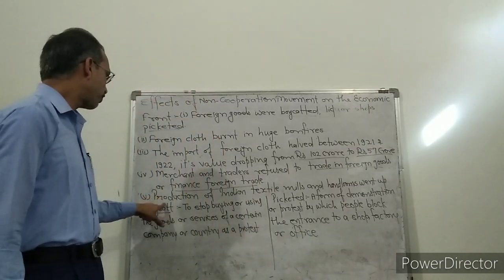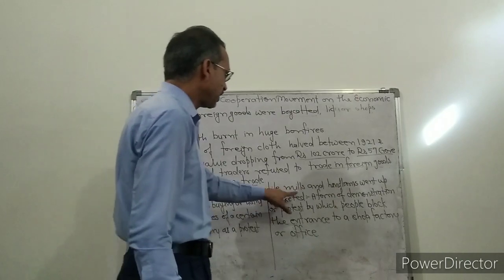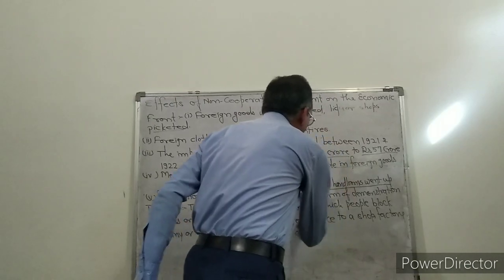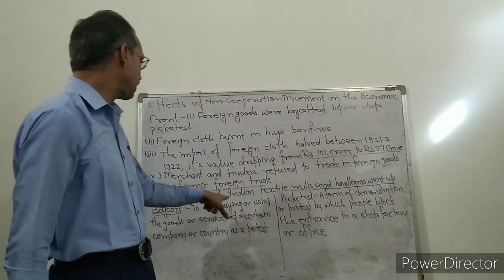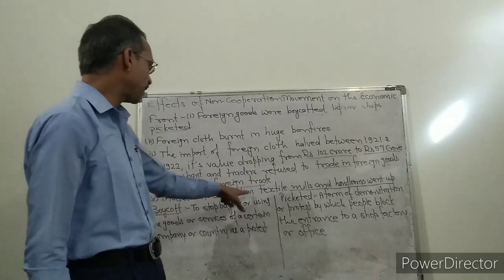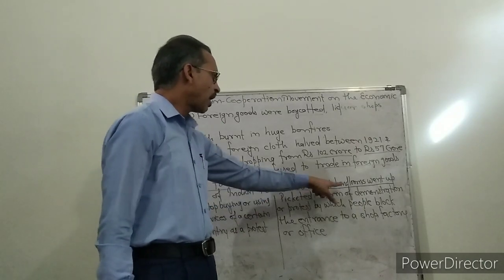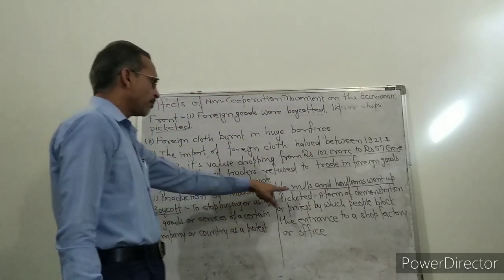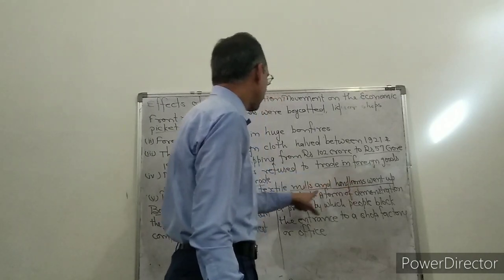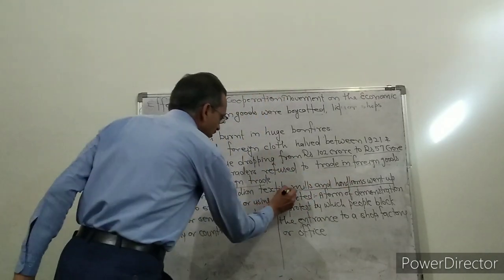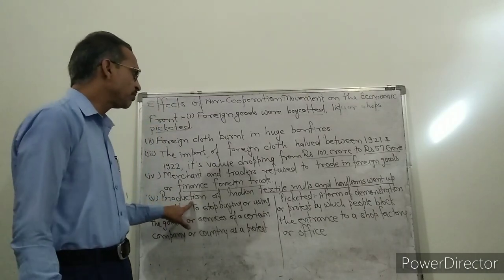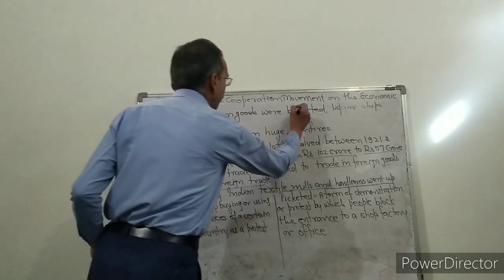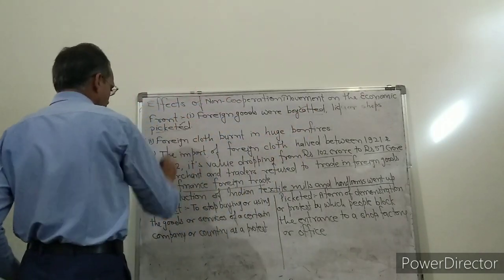Next thing, production of Indian textile mills and handlooms went up. It was the most positive effect on the Indian economy. Production of Indian textile mills and handlooms went up, increased. The mills and handloom production increased in India. It was the most positive impact on the Indian economy. Now, what is the meaning of boycott and what is the meaning of picket?